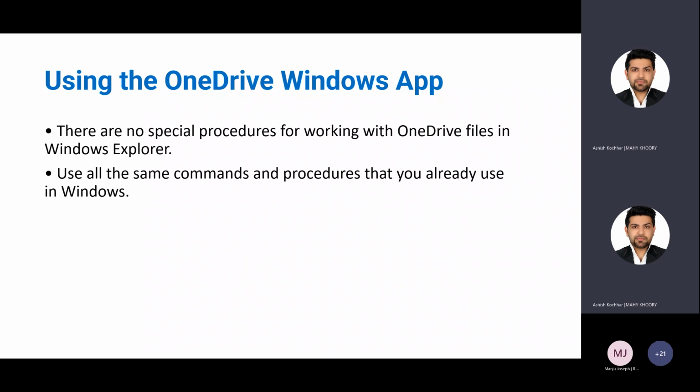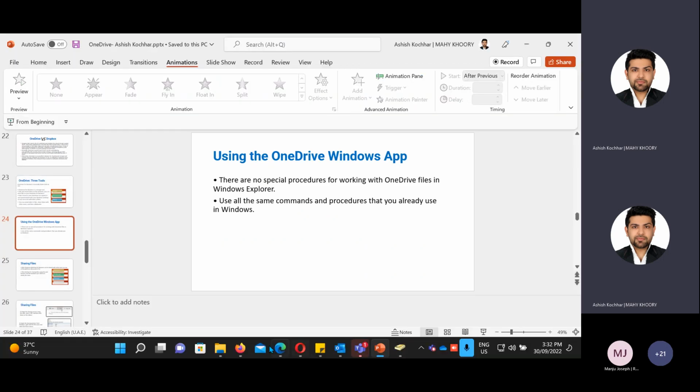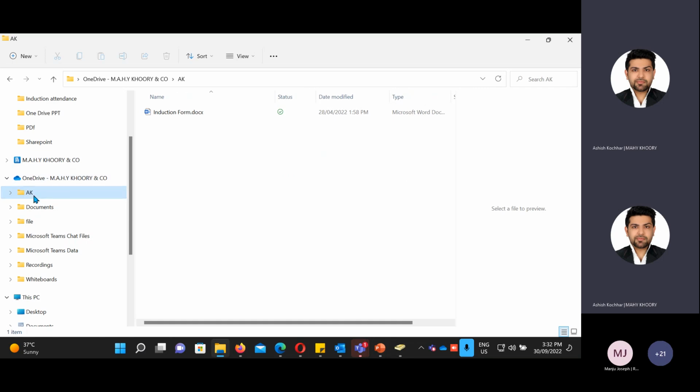Using the OneDrive Windows app, there is no specific procedure for working with OneDrive files in your Windows Explorer. You can use all the same commands and procedures that you are already using in Windows. When you're opening any file in Windows Explorer, it is exactly the same way you will open your files from OneDrive beside the Windows Explorer, as I've shown you here. So it is exactly the same.